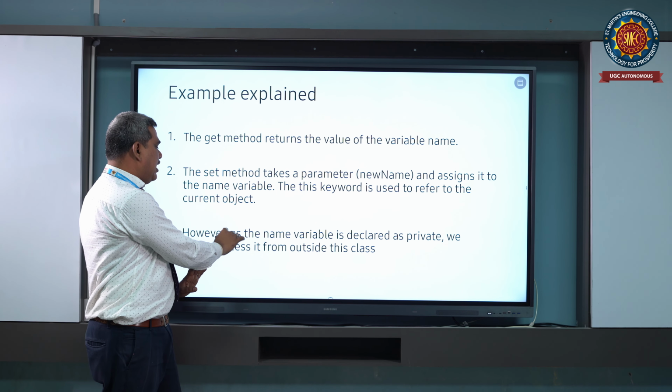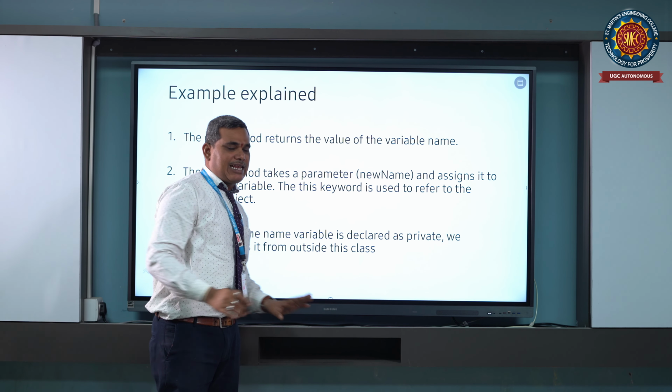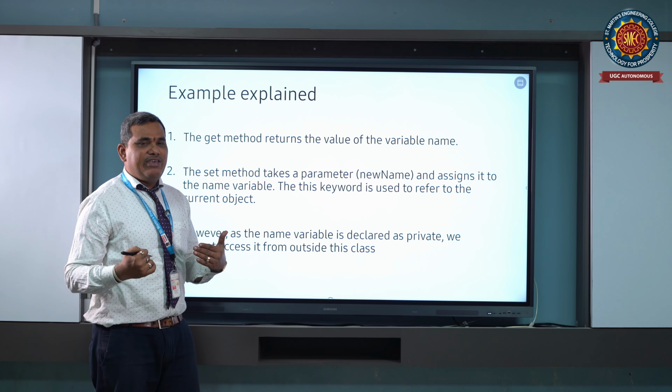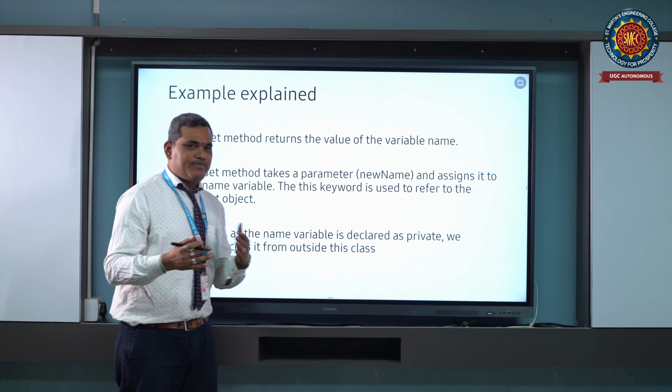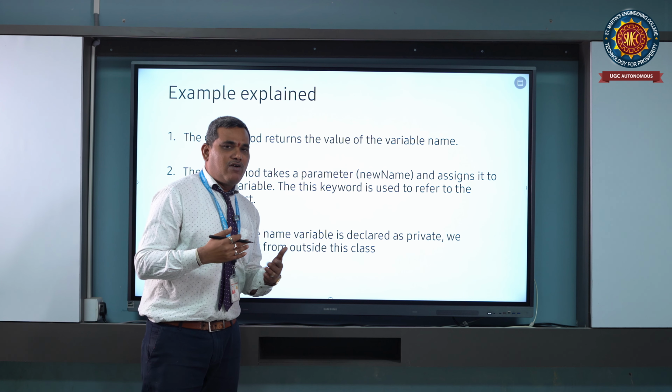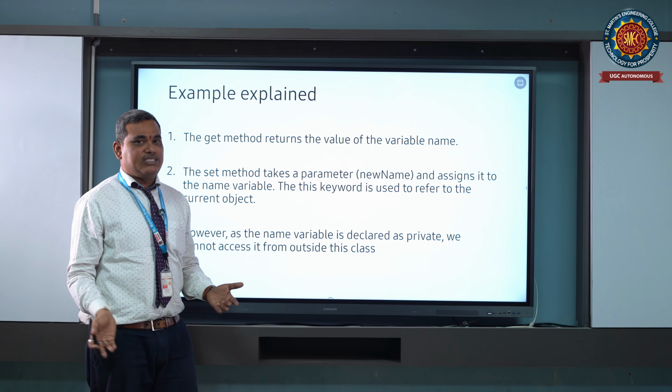And as the name variable is declared as private, we cannot access it from outside this class. Now see here, a class uses some access specifiers. They are called public, private, protected, and default. They are called different types of access specifiers.